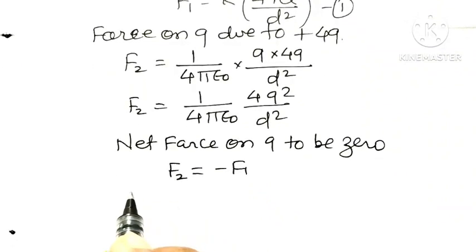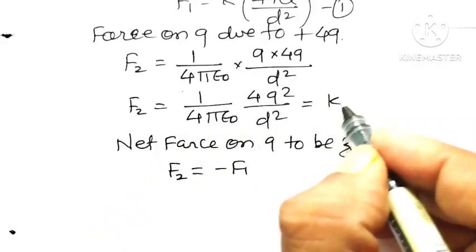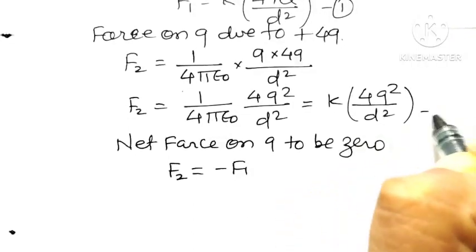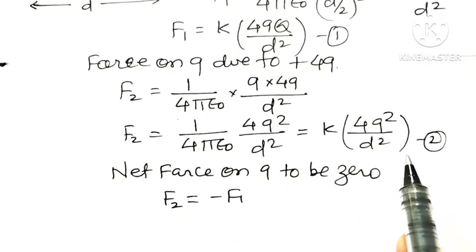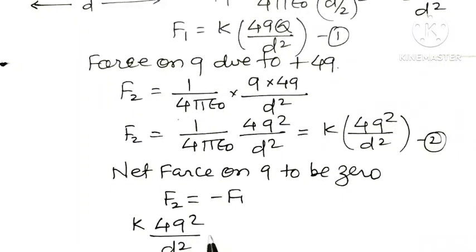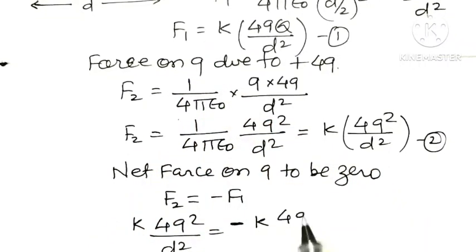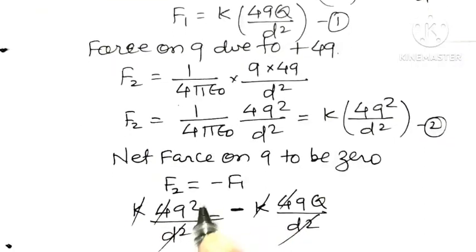But what is F2? F2 is equal to k, taking 1 upon 4 pi epsilon 0 as k, into 4q square divided by d square. This is equation number 2. From equation 1 and equation 2, we can put the value of F2: k into 4q square divided by d square is equal to minus of F1, which is k into 4qQ divided by d square. So d square cancels on both sides, 4 cancels, k cancels, and one q cancels.